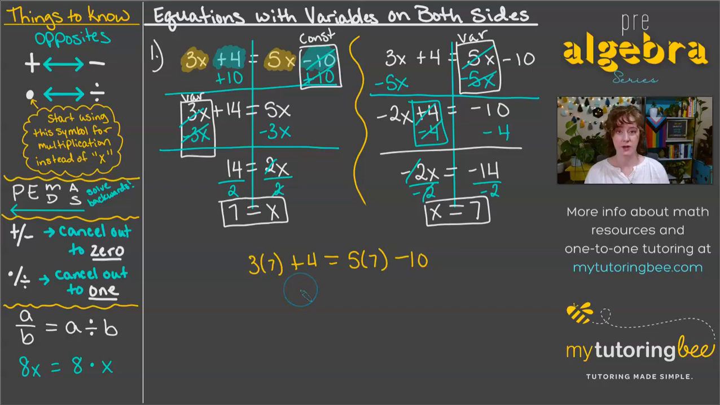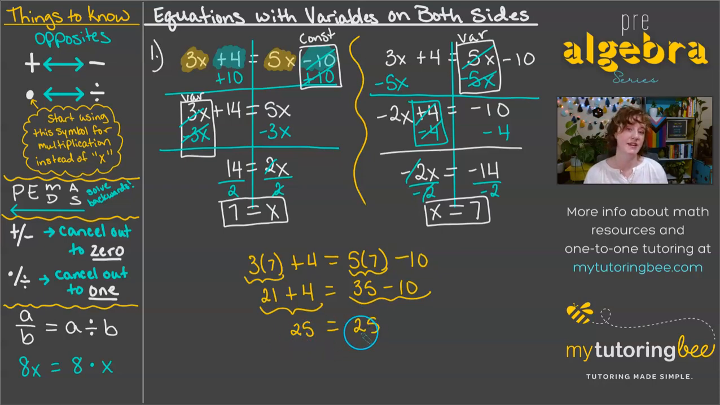Okay, so now we just need to follow order of operations in order to solve each side of this equation. So we've got multiplication first. 3 times 7 gives us 21. And then multiplication on this side as well. 5 times 7 gives us 35. And then addition is left here. So 21 plus 4 gives me 25. And then subtraction over here, 35 minus 10 gives me 25. So we do wind up with the same answer on each side of the equation, meaning that our solution of x equals 7 is correct.